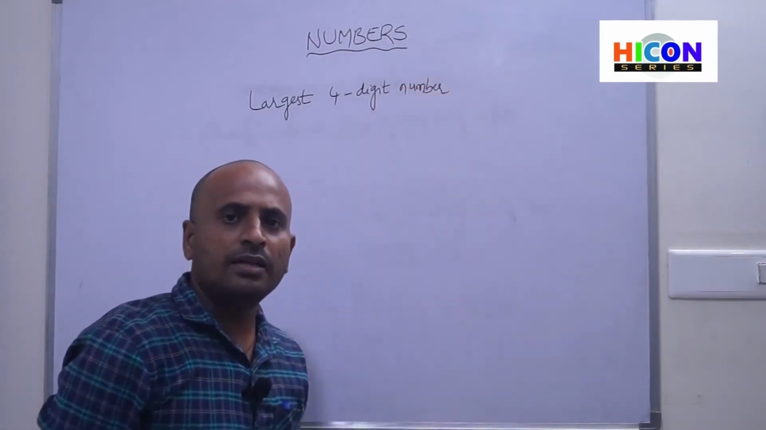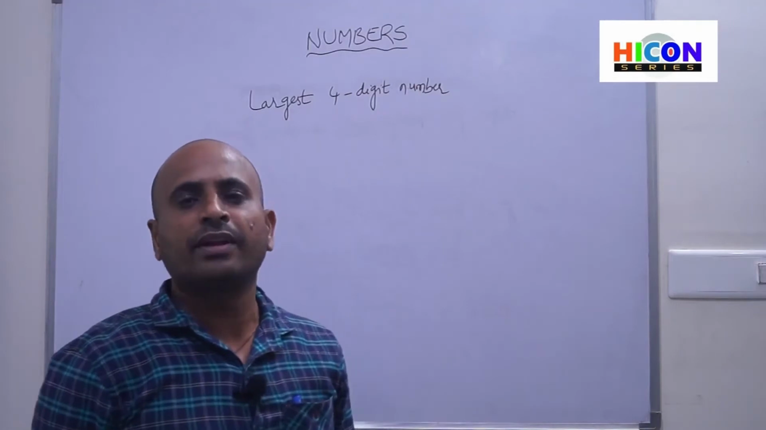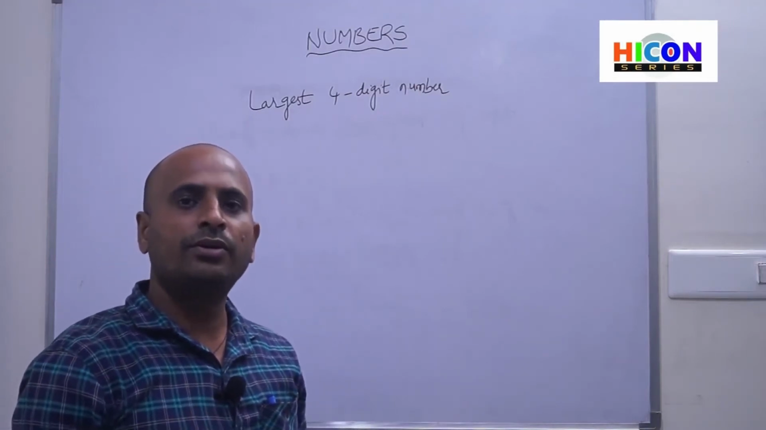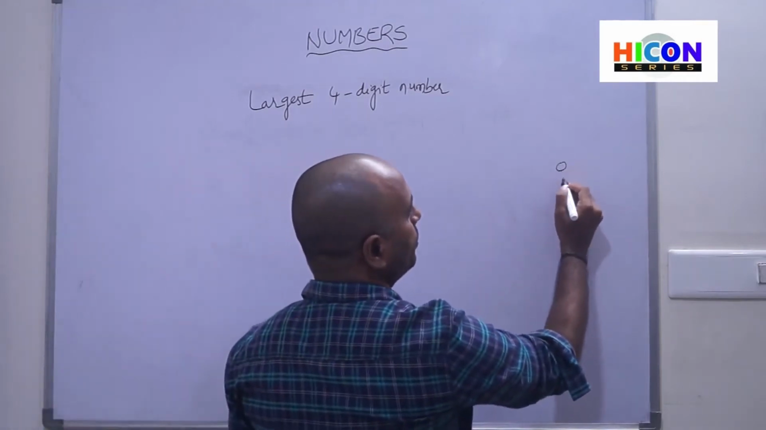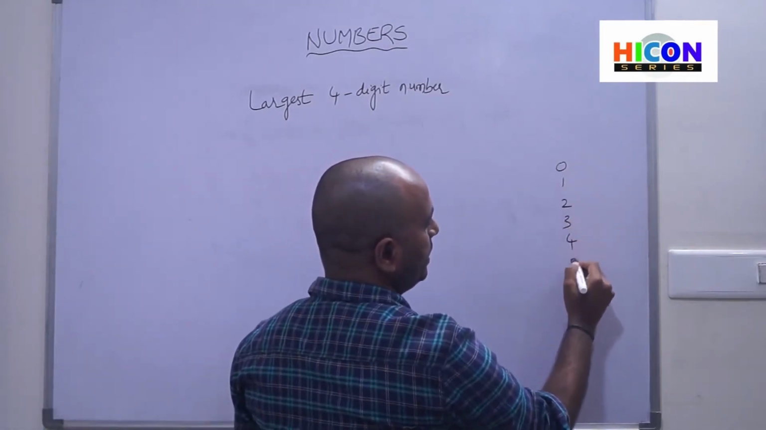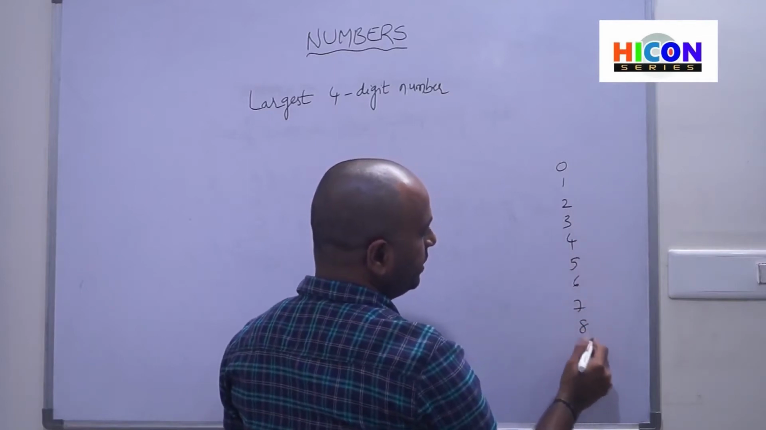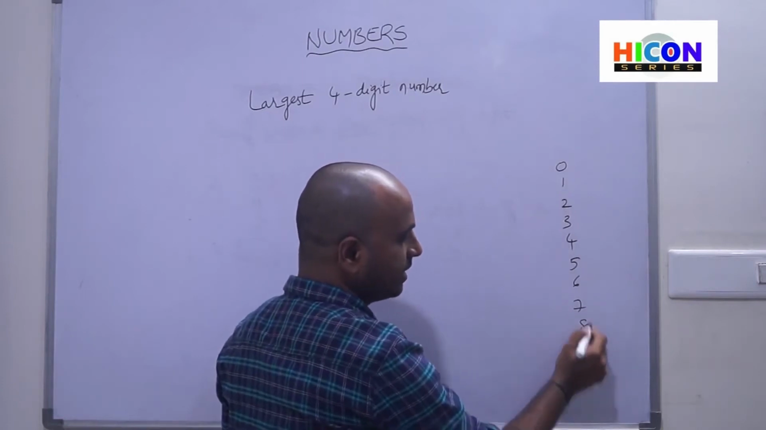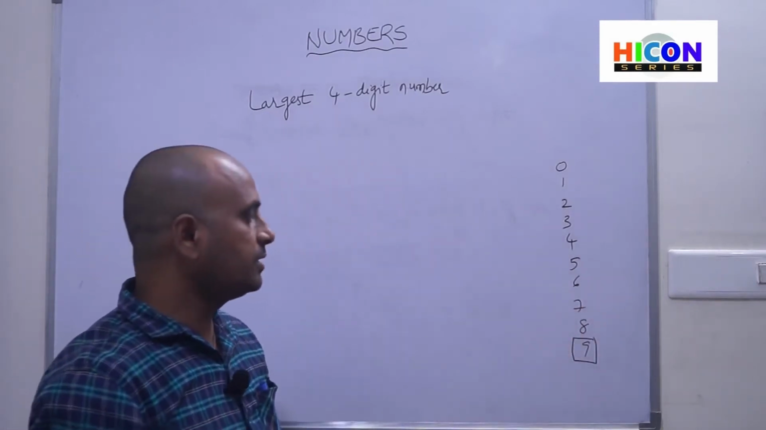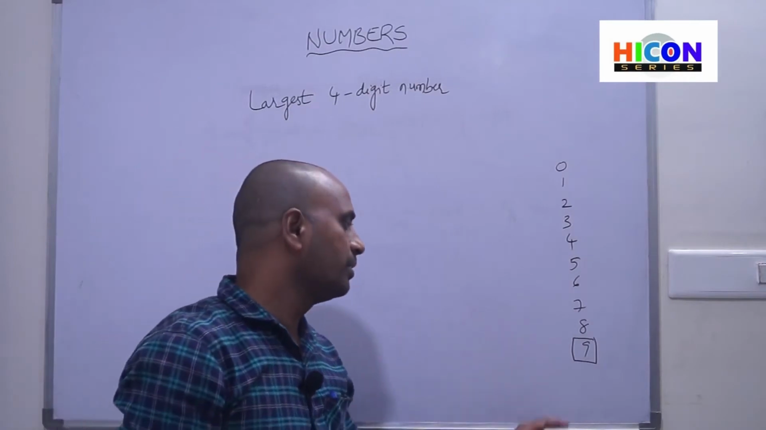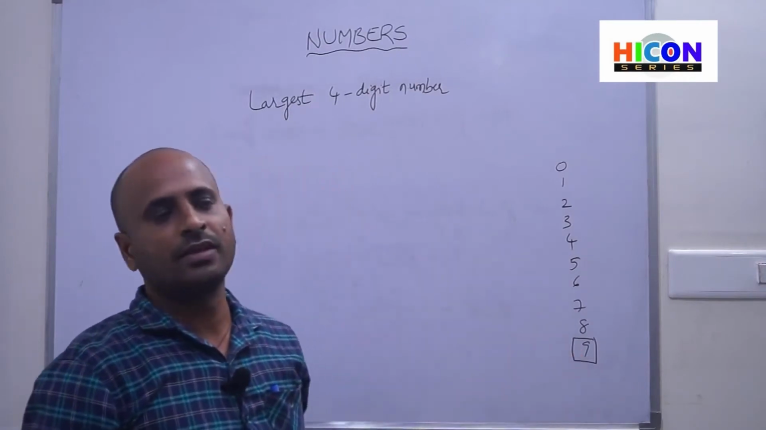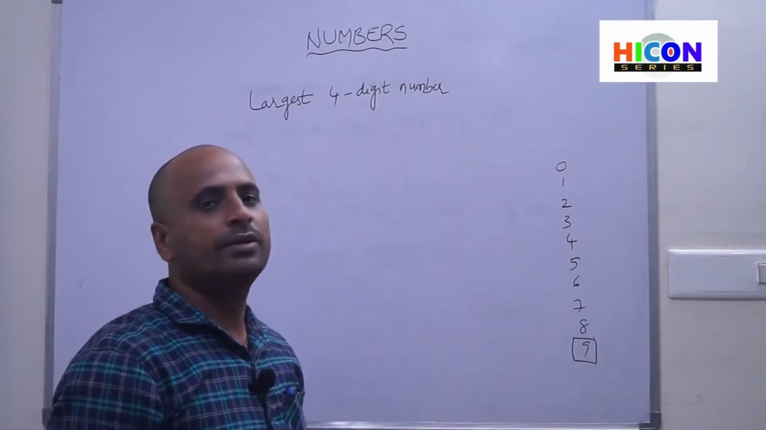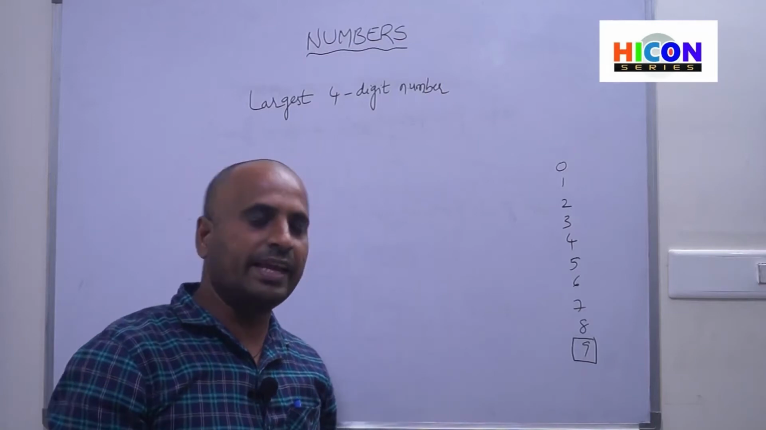So we have 9 digits total: 0, 1, 2, 3, 4, 5, 6, 7, 8, 9. Among these 10 digits, the largest digit is 9. So the largest number can be formed by using only 9s. The largest 4-digit number can be obtained by writing 4 9s.